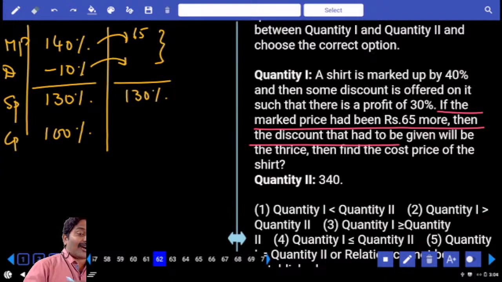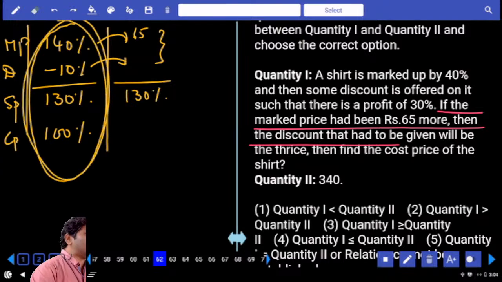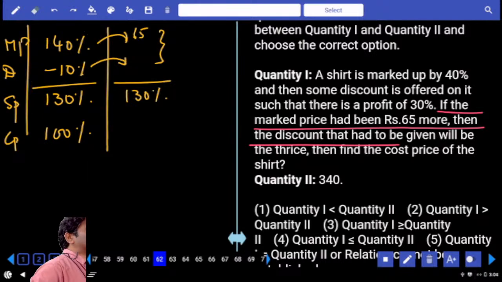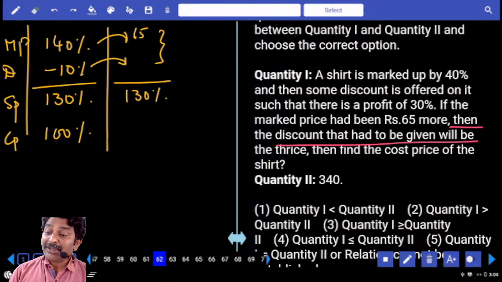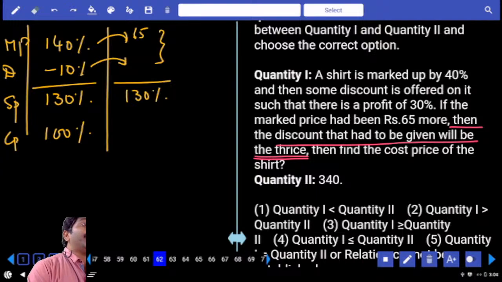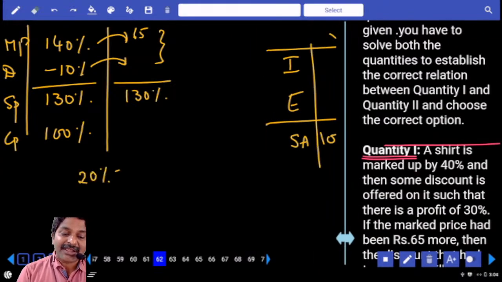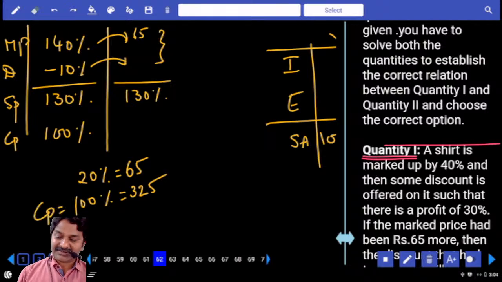10%. All the values are with respect to cost price only. Now their discount was 10%. They said discount had to be given will be thrice. That means discount becomes 3 times. Earlier it was 10%. Now it should be 30%. Increased by 20%. So that 20% should be equal to 65. Then 10% value is equal to 32.5. 100% is 325. And this is our cost price.